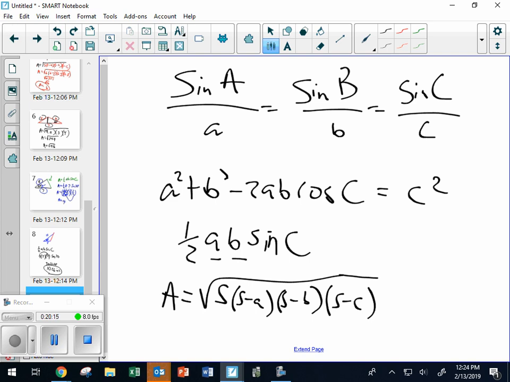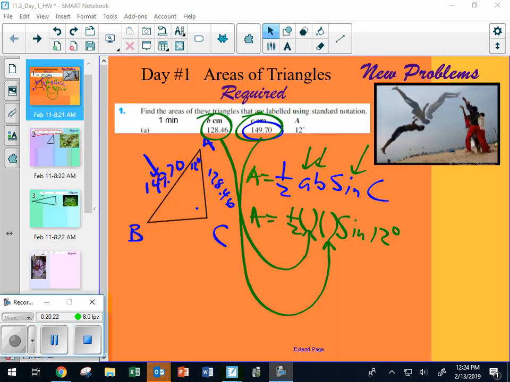So that's all I have for you, other than telling you what your homework is. So let's take a look at the homework. I'm going to pause for a second. Okay, so the first problem is on this orange page.